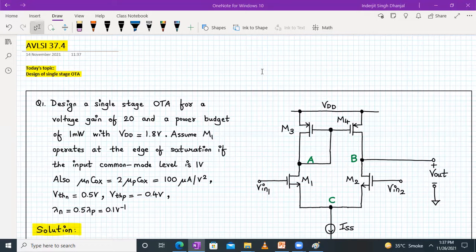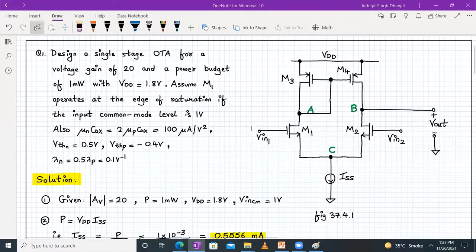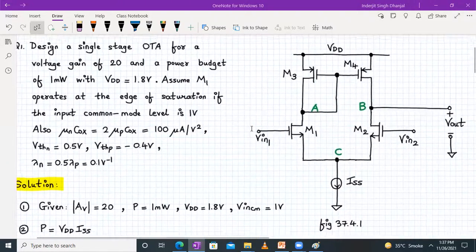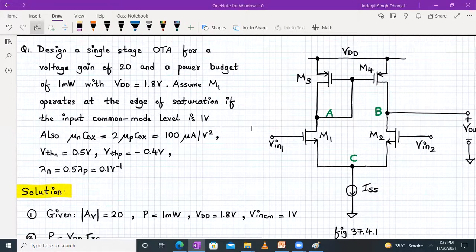Today we are going to design a single stage OTA. OTA stands for Operational Transconductance Amplifier. So let us begin with the design. So let us see the design statement. We have to design a single stage OTA.